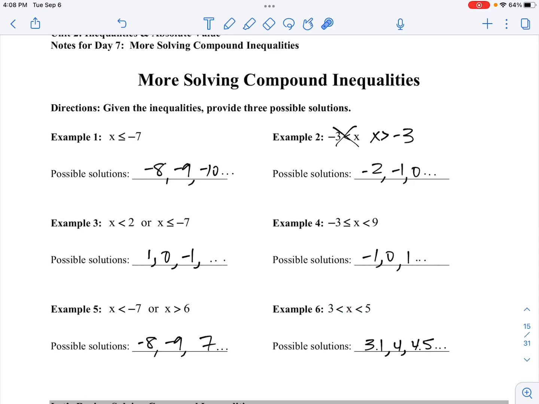And you might think to yourself, I don't think there's 3 numbers in between 3 and 5. There's a bunch of them. Don't forget the decimals. So 3.1 is in between 3 and 5. Also the whole number 4. And 4.5 is in between 3 and 5. And any decimal that is a decimal at 3 or 4 would work.